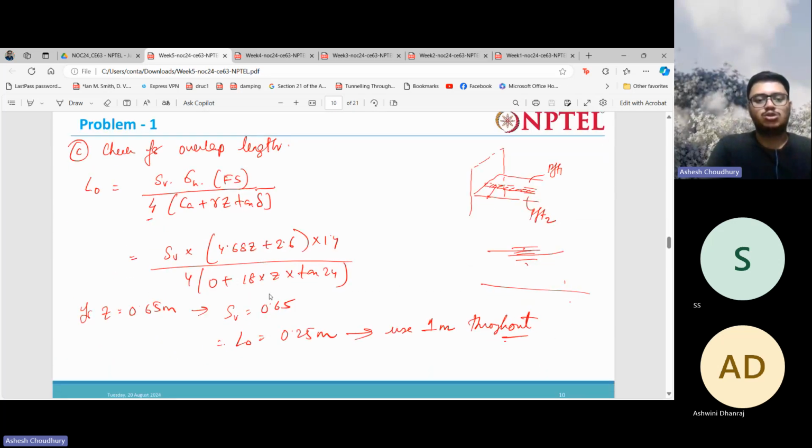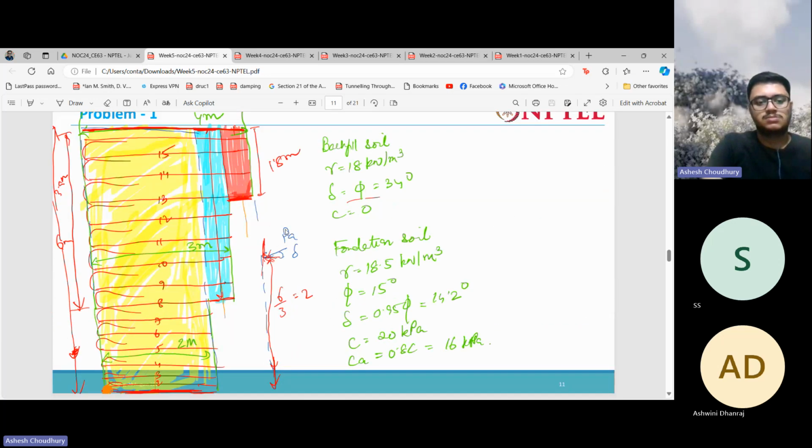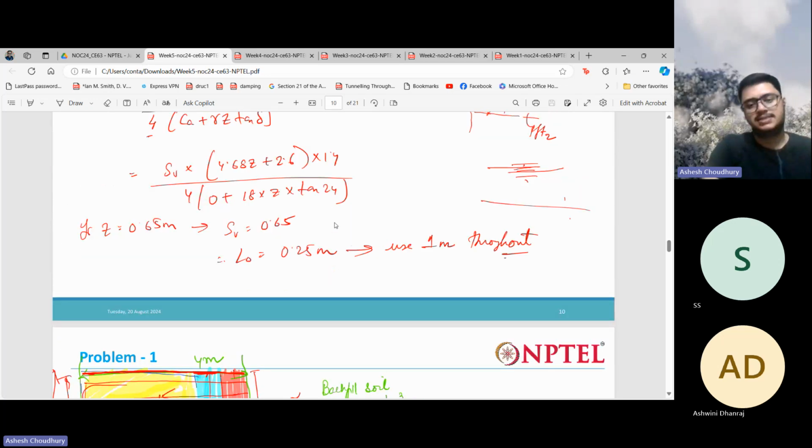Okay, then you also have to check the overlap length, because in this out-of-plane direction you have to have some overlap between the geosynthetic layers, right? So that also you have to decide. How to calculate this overlap length, that also we checked. Okay, so this was all about the internal stability.